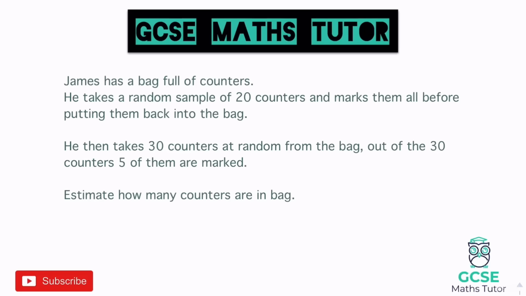Now if we just make a few statements, because we're going to assume that the sample is proportional to the next one that he took as well, or to the rest of the counters in the bag. So initially, he takes a sample of 20 counters out of we don't know. That's what we're trying to work out, so let's call that 20 over x. On the next time, he takes a sample of 30 and 5 of them are marked. So we'll say that that's now 5 out of 30. But we are going to assume that these are proportional.